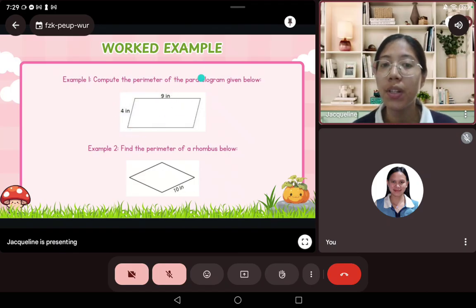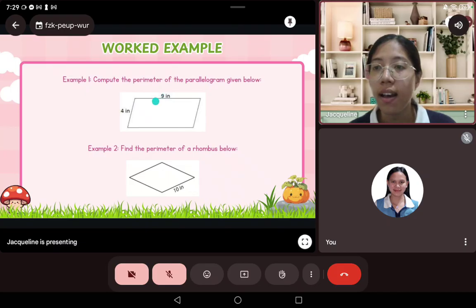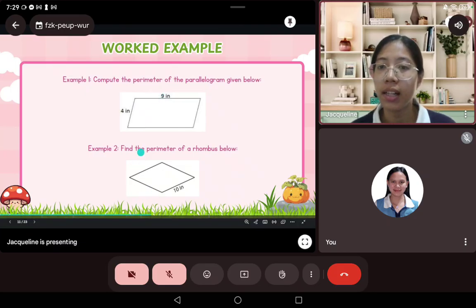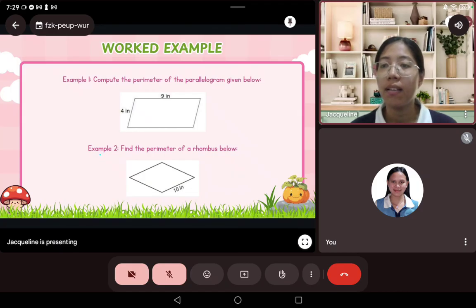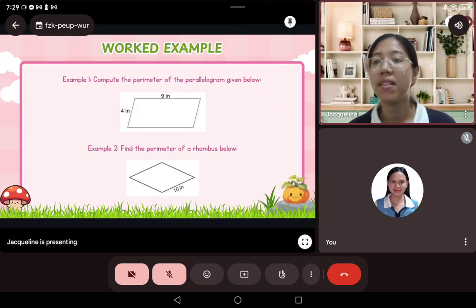So I want you all to compute this given measurement for the parallelogram and for the rhombus. I'll give you 1 minute to solve this one, okay? Alright, so your time is up. Now let's try to solve the given example.